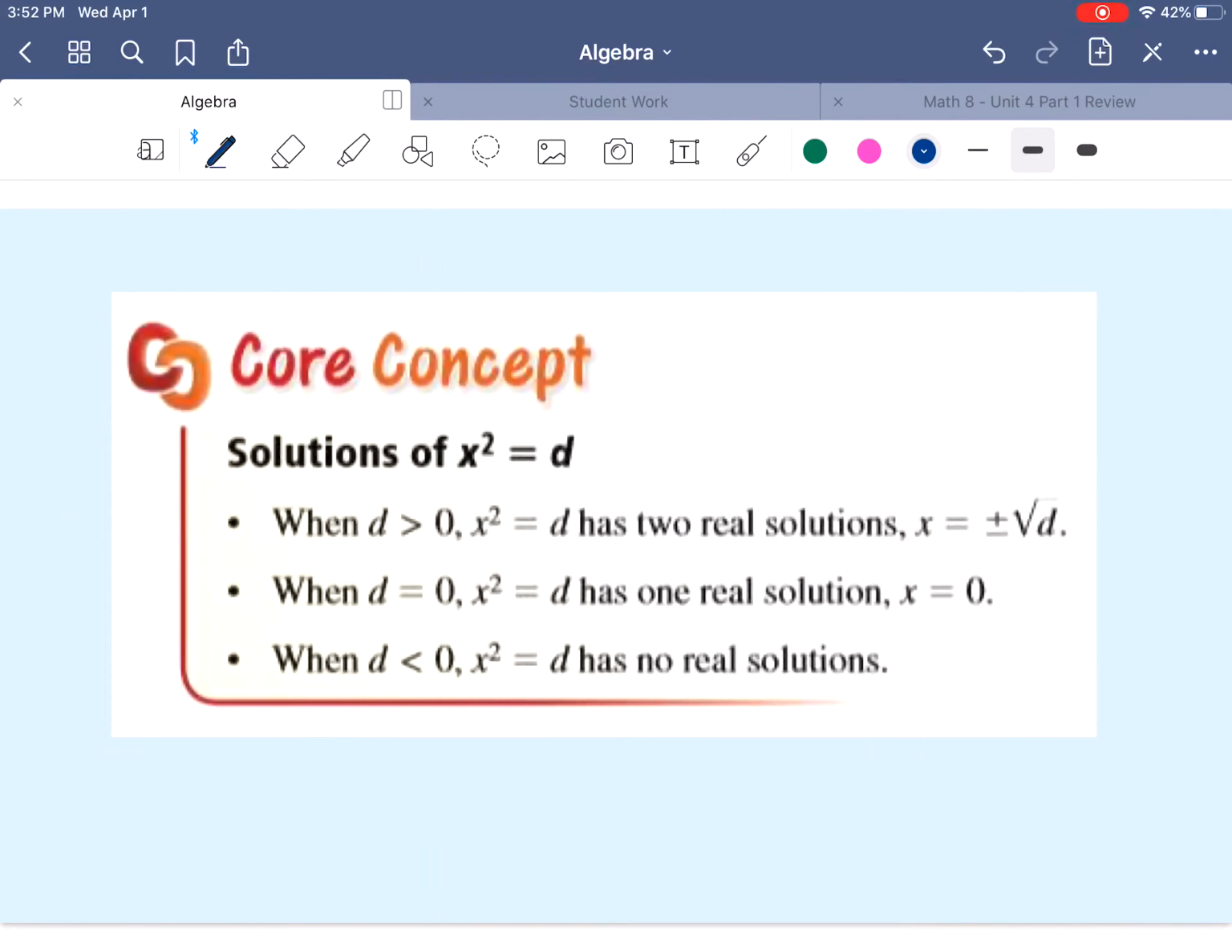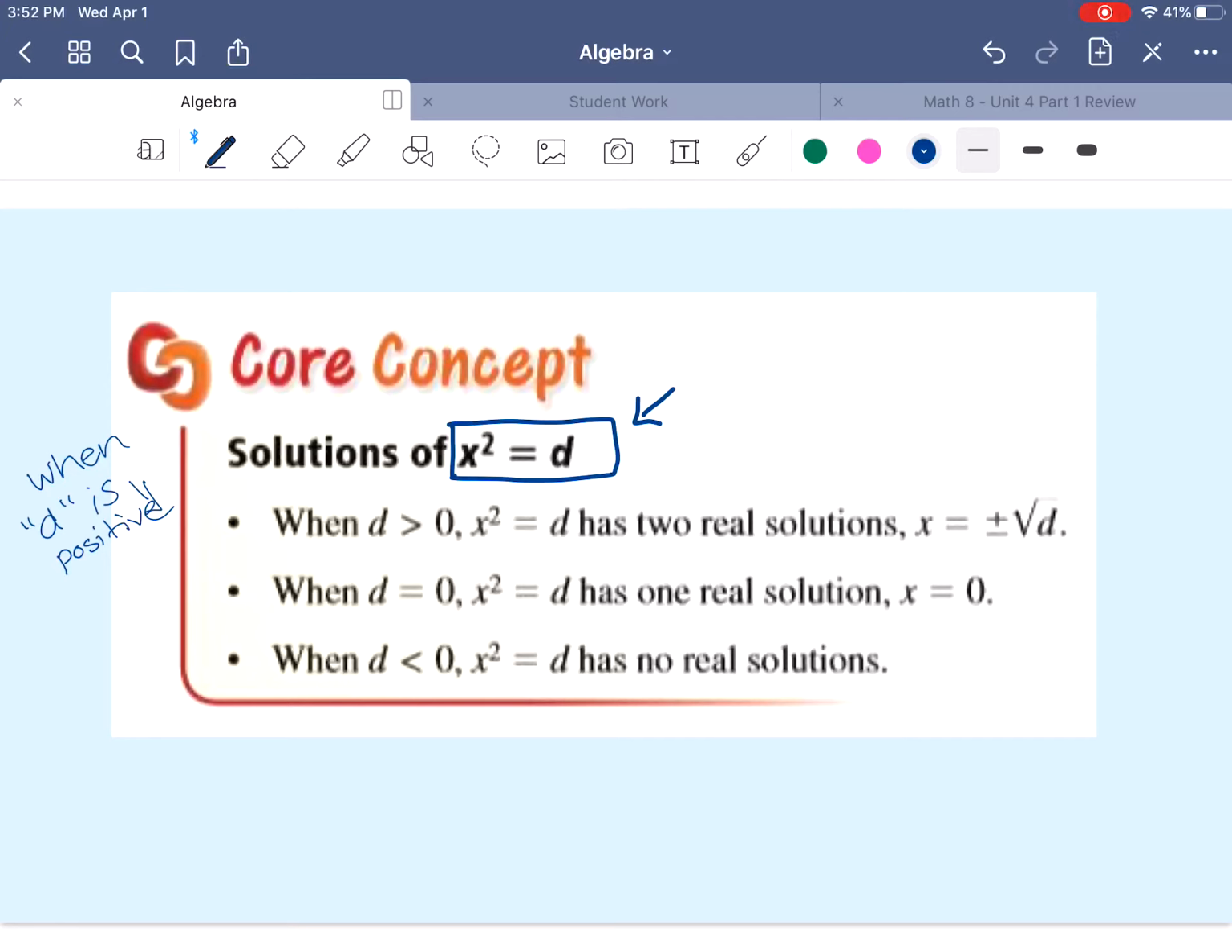Okay. So the form that we are working on, this x squared equals d. This is our square roots form. Basically, any equation that we're looking at in this section needs to look like this. So it needs to have our x squared term on one side of the equal sign and our d term on the other side. So when d is greater than 0, then x squared equals d has two real solutions. This is saying in plain English, when d is positive, then there will be two solutions.